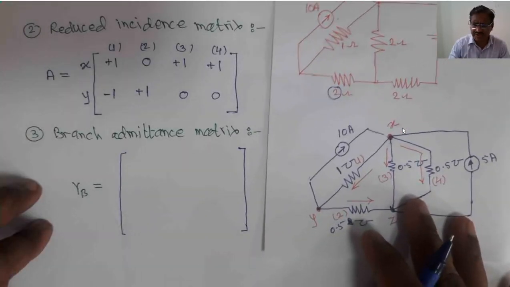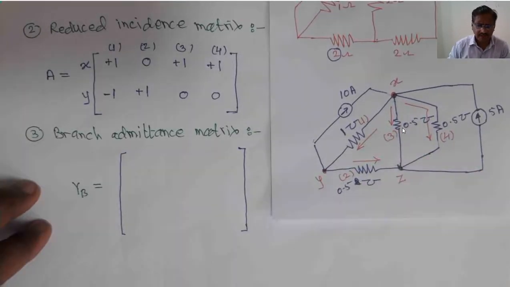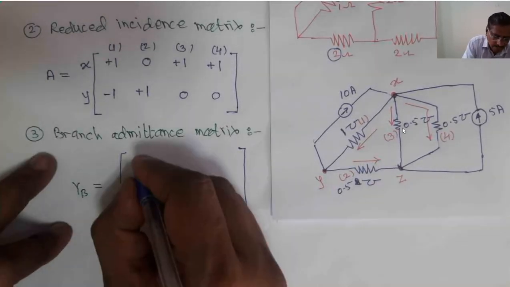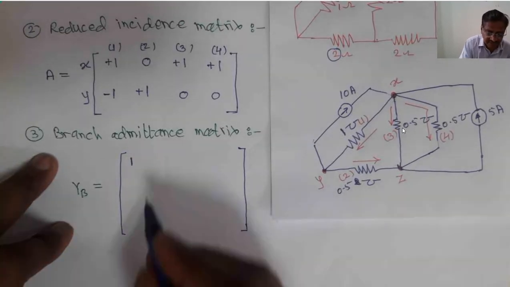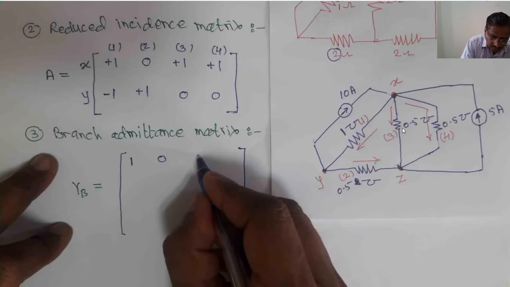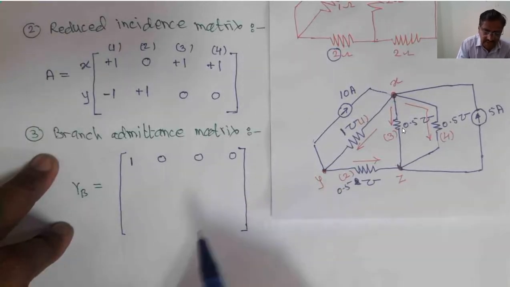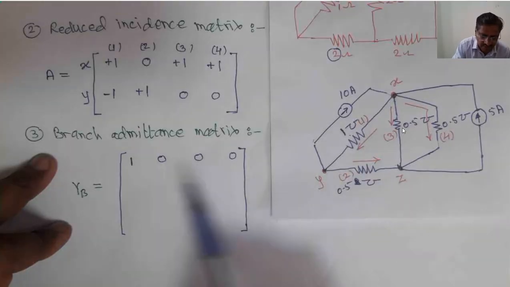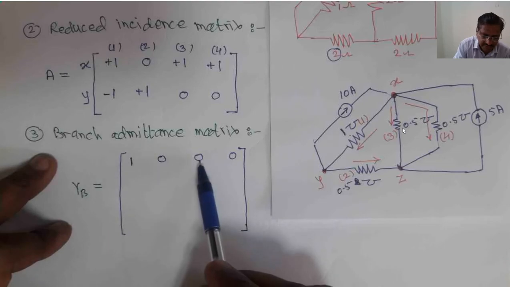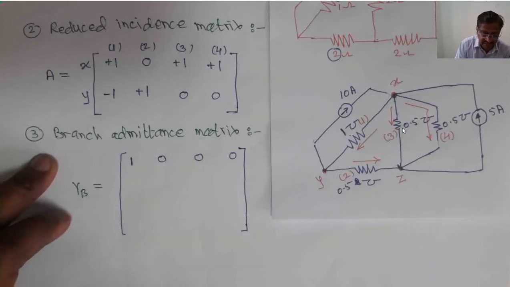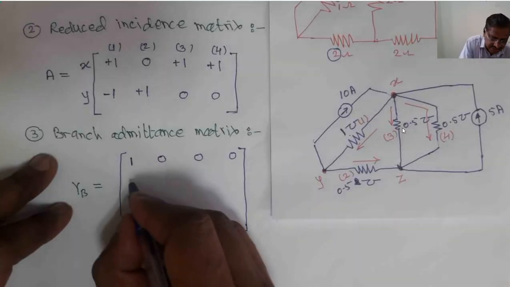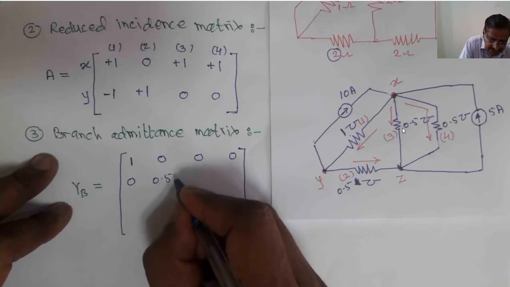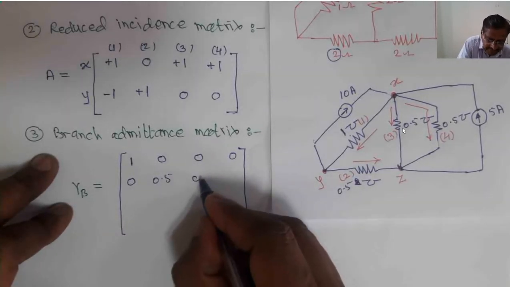In this case, this is the original figure for which we are trying to draw this particular matrix. For the branch number 1, its entry is 1 more. This is Y11, this is Y12, Y13, Y14, because there is no common between 1 and 2. This is the impedance or admittance of the branch number 1. Remaining entries will be 0. Similarly, for the second branch, this entry will be 0 and this entry is 0.5. That is 0.5 more. Then remaining entries will be 0.